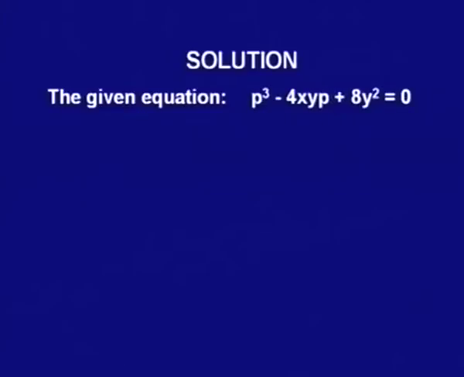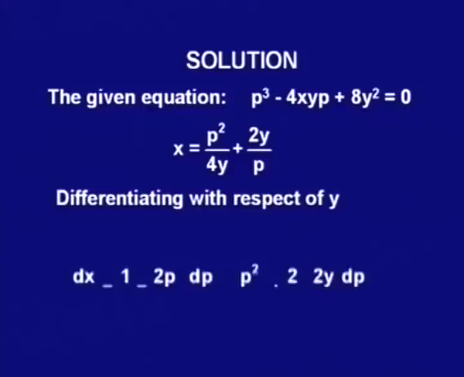Now, the given equation we write as p cube minus 4xy p plus 8y square is equal to 0. This we can write as x is equal to something. We could write x is equal to p square upon 4y plus 2y over p. This is an equation which we could write as a function of y and dy over dx, that is p. Now, differentiate both sides with respect to y.